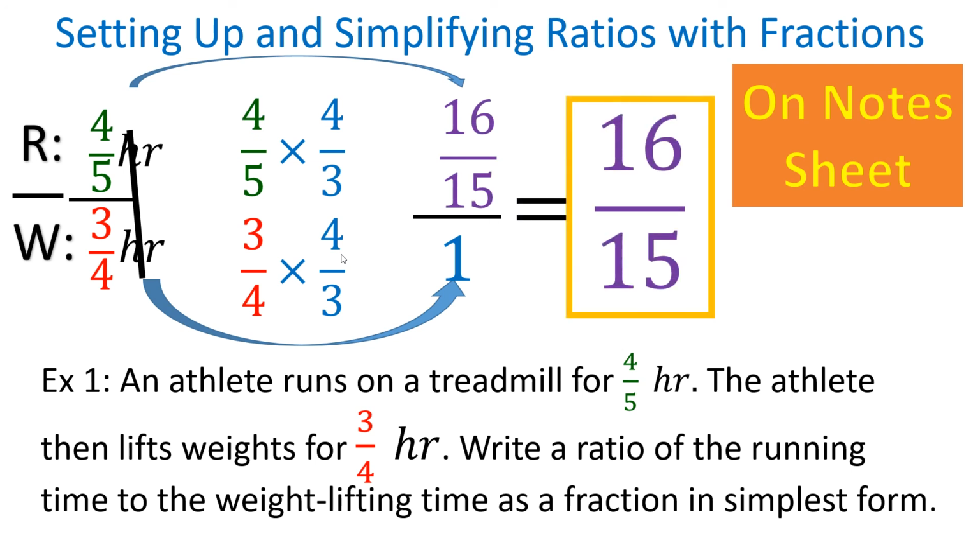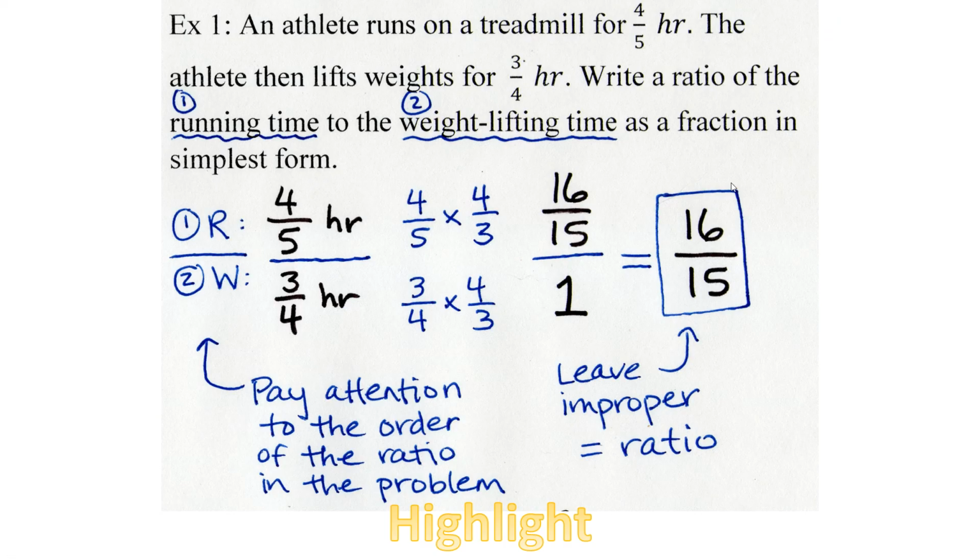And so our answer is 16 to 15. So slightly more time spent running on the treadmill than lifting weights, and do not change it to a mixed number. A ratio is a comparison of two numbers, so leave it as 16 over 15. So here is the pre-done one on your notes page. You might want to circle and highlight specific things in order to remember how to set this up.